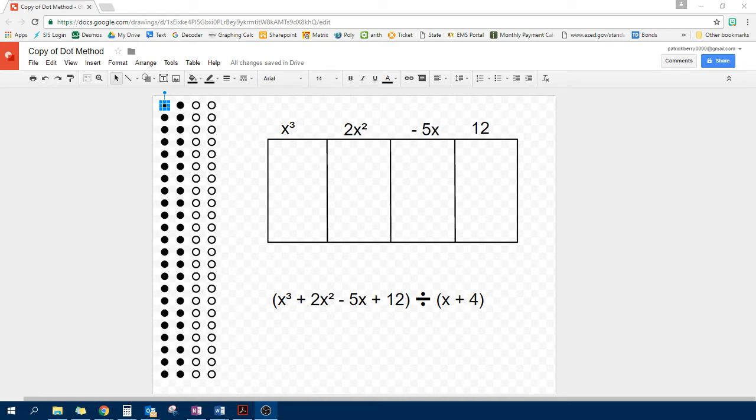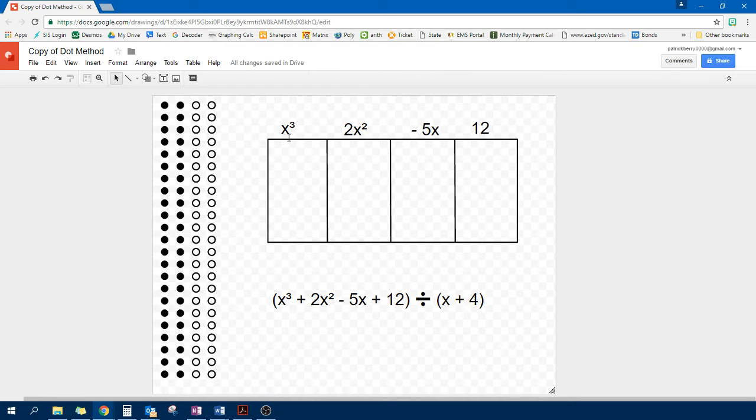This recording will show you how to divide polynomials using the dot method. Notice we have 4 boxes right here, and that is because we have 4 terms in the dividend, and I just put the terms on top of each box: the x cubed, 2x squared, negative 5x, and a positive 12.